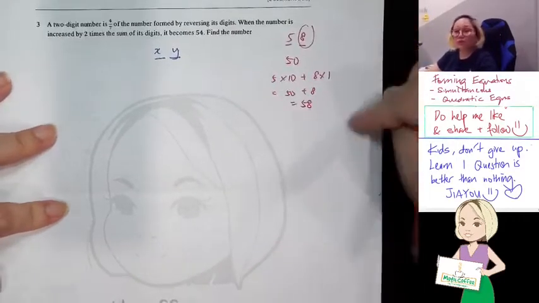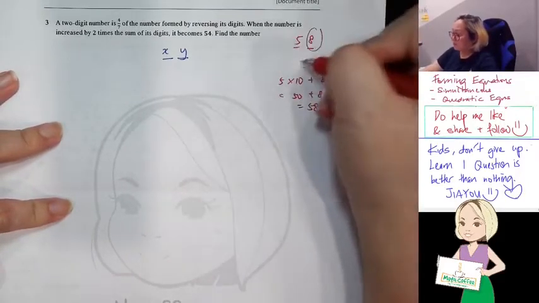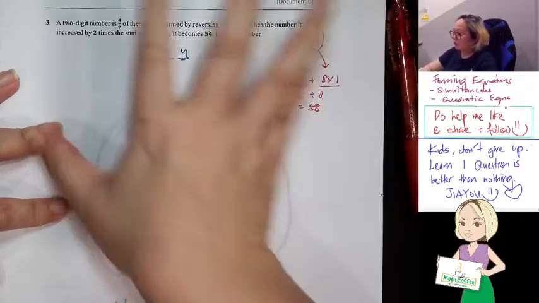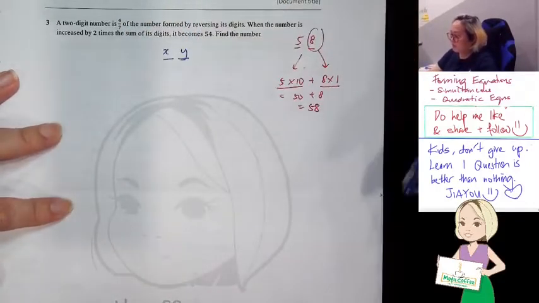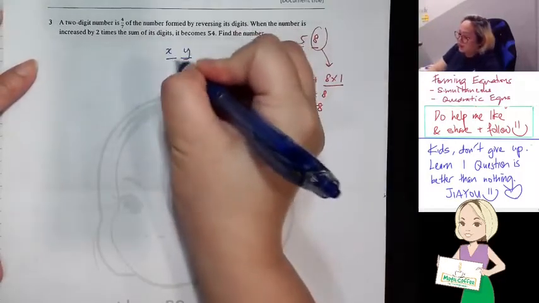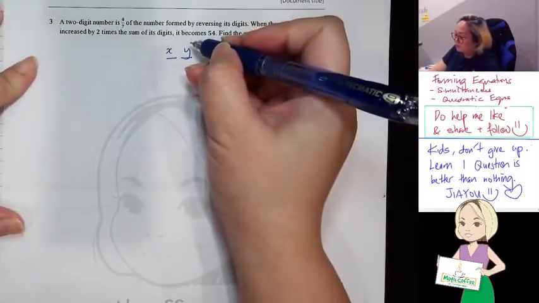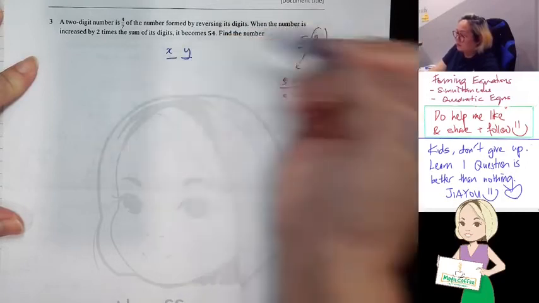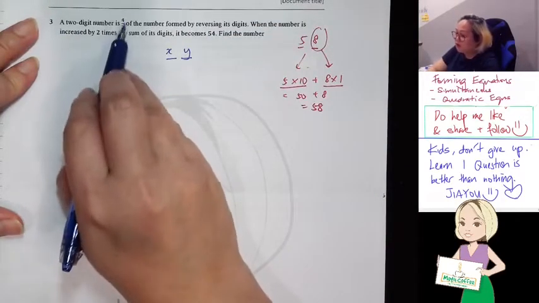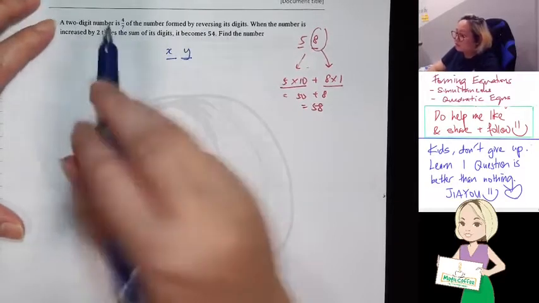So you must know this concept. Now back to forming equation. Over here, I let x be in the tens position and y sitting in the ones position. They say that a 2-digit number is 4 out of 7 of the number formed by reversing its digits.